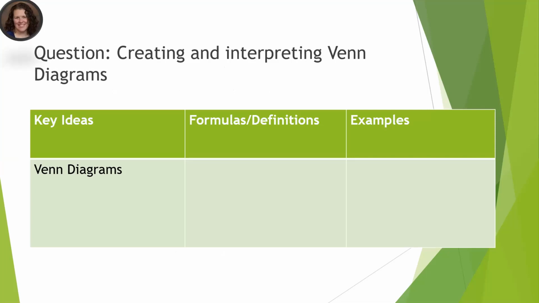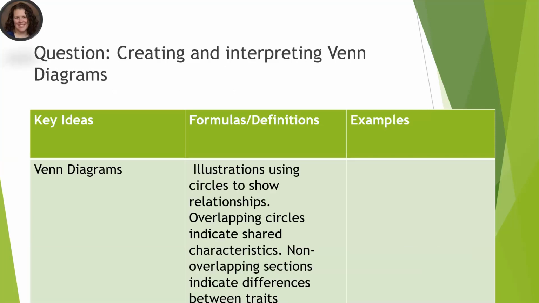First, what is a Venn diagram? So it's basically an illustration. Generally, you're going to have circles that overlap. The overlap between the two circles represents overlapping in traits, and each circle represents a different trait.